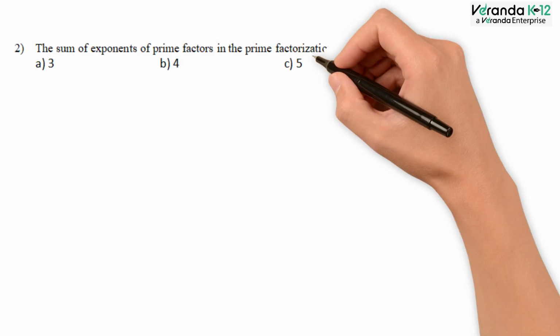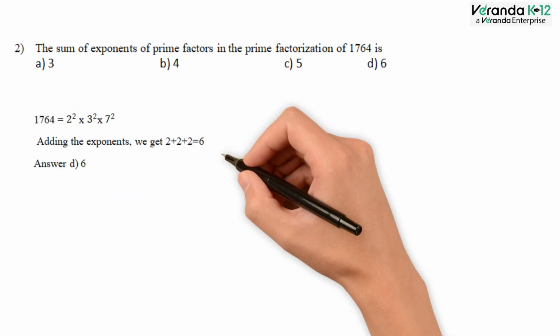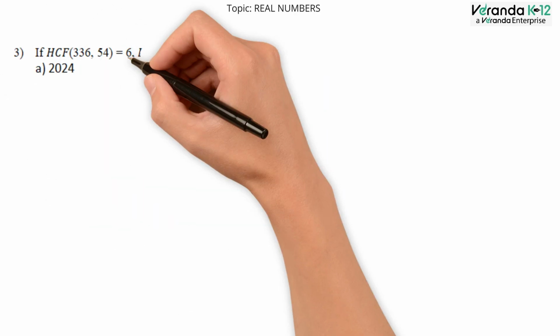Question number 2. The sum of exponents of prime factors in the prime factorization of 1764 is, the options are 3, 4, 5 and 6. The prime factorization of 1764 equals 2 power 2 into 3 power 2 into 7 power 2. Now add the exponents. So we get 2 plus 2 plus 2 is equal to 6. So the answer is option D, 6.